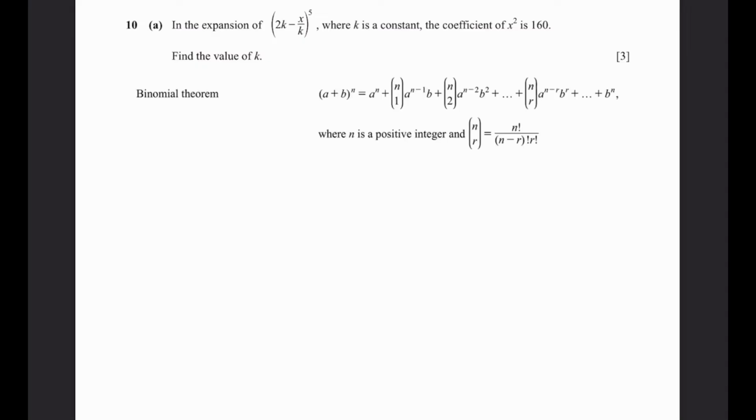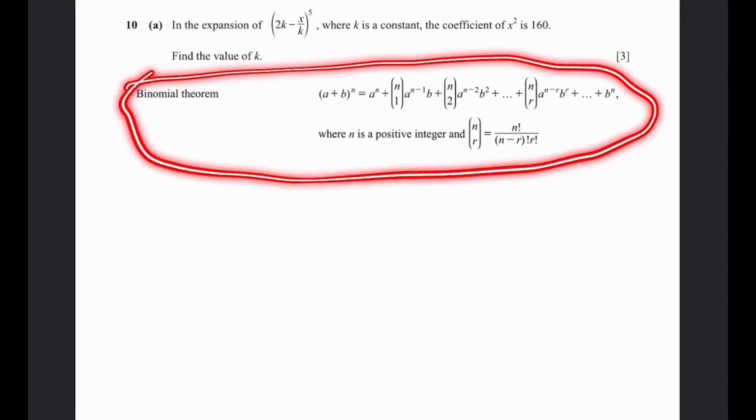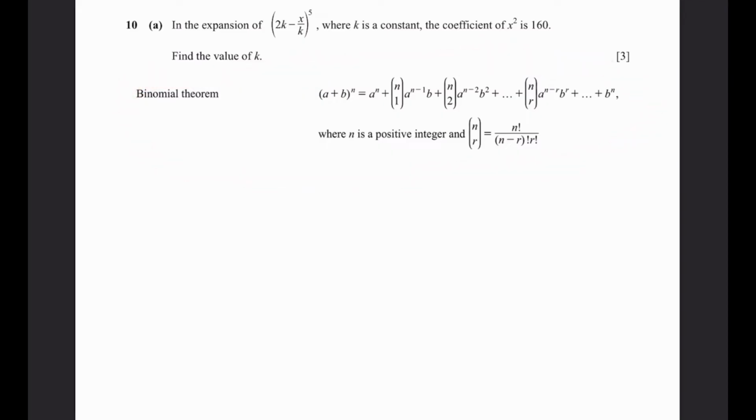Well, firstly, we need to know that we can use the binomial theorem, which I have just displayed here. This is found in the first page of the paper. There is a small formula sheet where there are some essential formulas like the binomial theorem given. And you will see this exactly given there. So this is something we can use for this question.